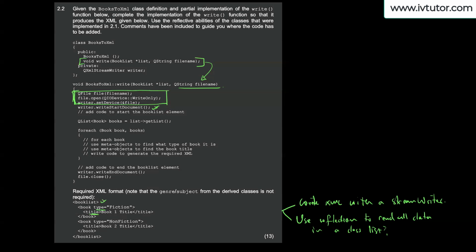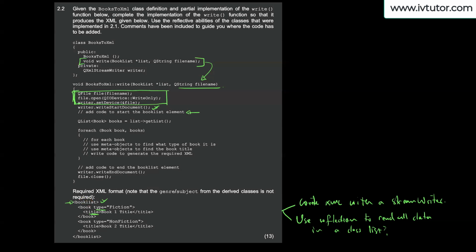Now you do the book list element. At this point, you're not worried about reflection because you're always going to have to do the book list element anyway. And you're going to have to close it at the bottom, right? So using a stream writer, how do you make a book list element? And here's a comment to help you with that. Add code to start the book list element. They really made this question easier by telling you where you need to do what. Even if they had not put that comment, that is what you would have done anyway, because you have to do the book list first, this tag.